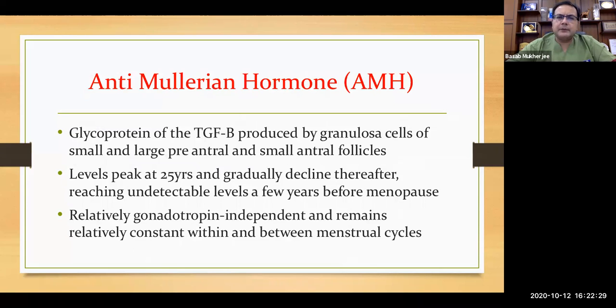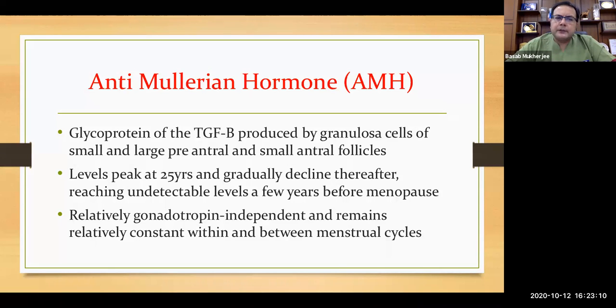So AMH, or anti-Mullerian hormone, a little bit of the physiology about it. Where does it come from? It's a glycoprotein of the transforming growth factor beta family, produced by the granulosa cells of the small and large pre-antral and small antral follicles. Sorry, and these levels usually peak at 25 years and gradually decline thereafter, reaching undetectable levels a few years before menopause.